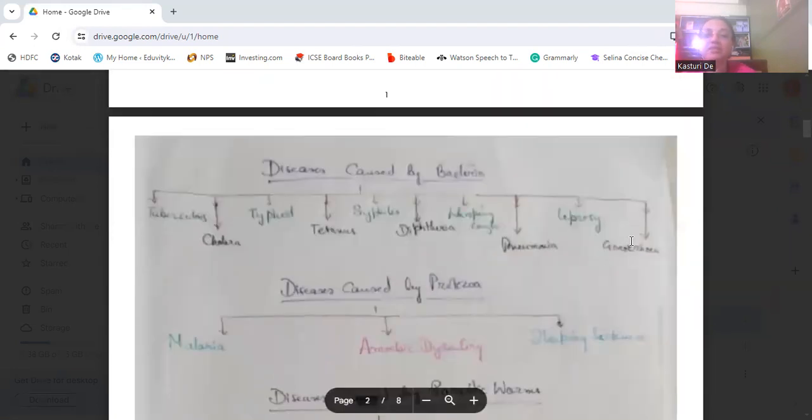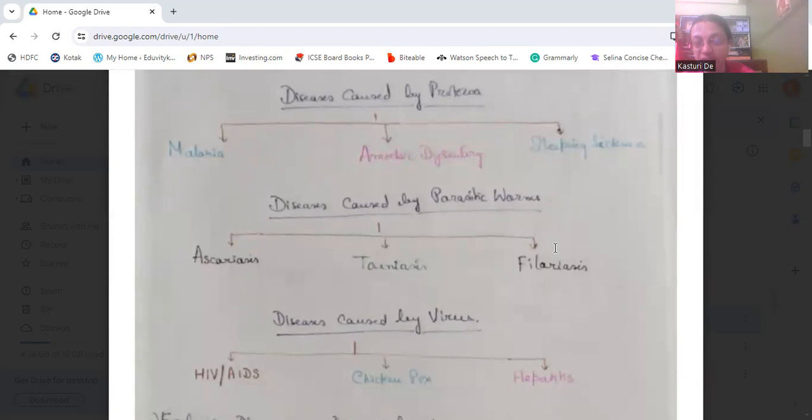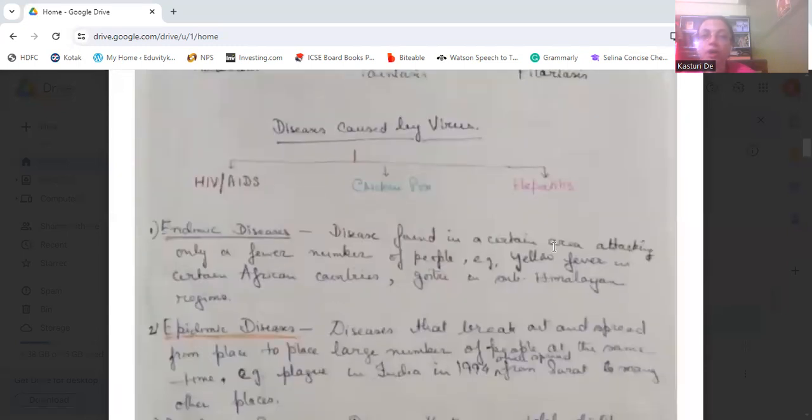Now, diseases caused by bacteria are tuberculosis, typhoid, cholera, tetanus, syphilis, diphtheria, whooping cough, pneumonia, leprosy, and gonorrhea. Protozoan diseases are malaria, amoebic dysentery, and sleeping sickness. Diseases caused by worms are ascariasis, caused by Ascaris, teniasis, that is Taenia, and filariasis. Diseases caused by virus are HIV or AIDS, chickenpox, and hepatitis.